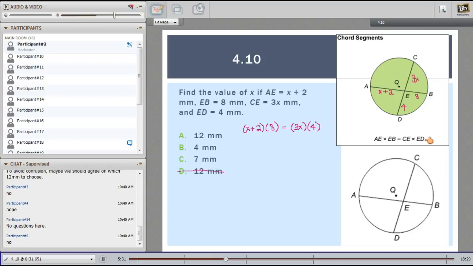Looks good. Okay. Now, that's the geometry. You're done with the geometry part. If you have trouble from here, blame it on Algebra 1.